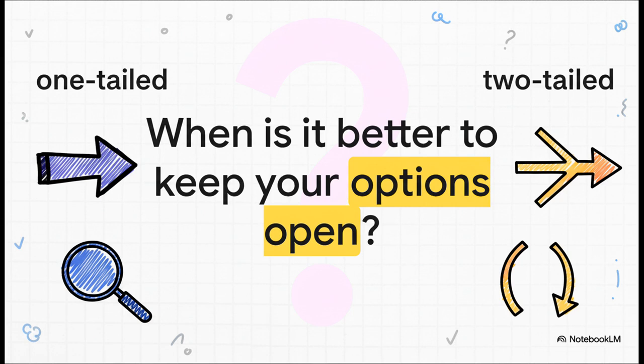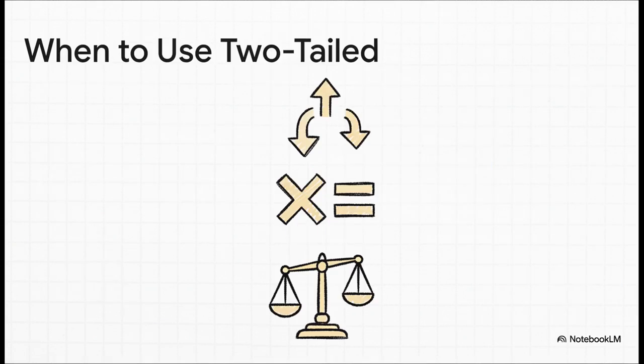So when is this the right approach? Well, you use a two-tailed test whenever you're open to an effect in either direction. Is a new teaching method different? Maybe it's better, maybe it's worse. You want to know either way. Because it doesn't try to guess the outcome, it's considered a more conservative and scientifically rigorous approach in most situations.